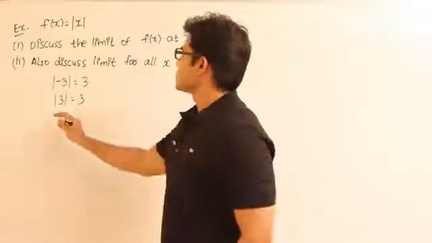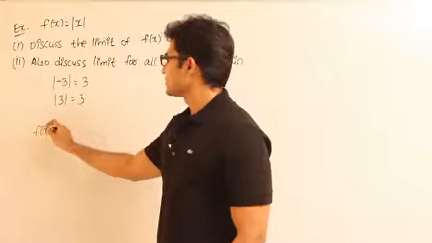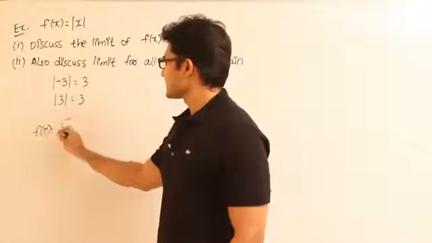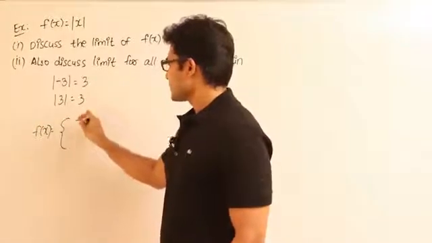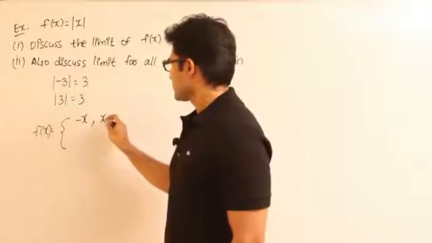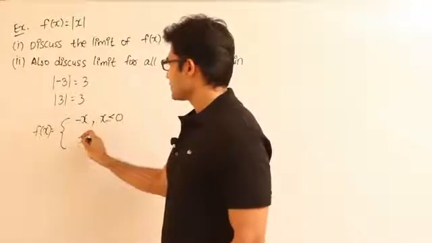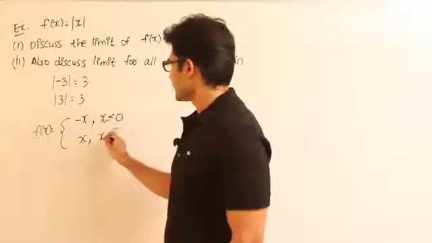So let me write the definition of this function. Now f of x is equal to minus x when x is less than 0. Let's say x is less than 0, and it is equal to plus x when x is greater than 0.